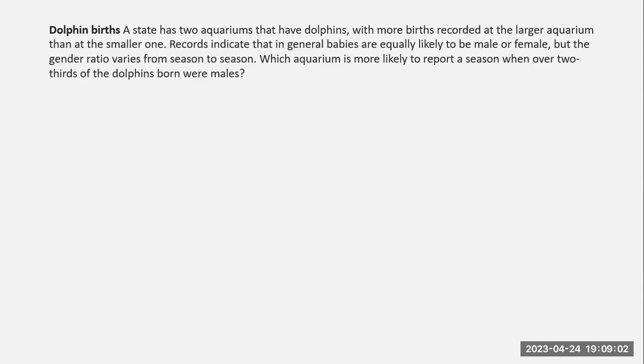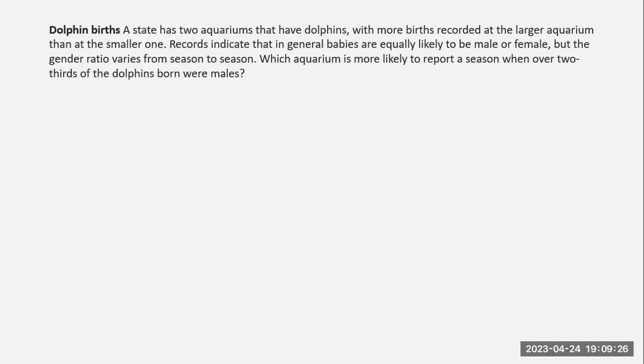So there are 2 aquariums that have dolphins, with more births recorded at the larger aquarium than at the smaller one. Now, records indicate that in general, babies are equally likely to be male or female, but the gender ratio varies from season to season. Sure. I mean, if you flip a coin a different number of times, if you flip it 10 times, it might land on heads 5 times, it might land on heads 6 times or 7 times or 3 times, right? Samples vary.